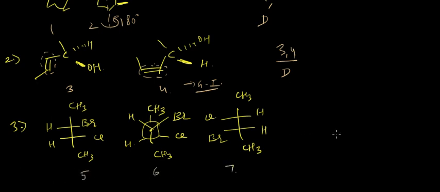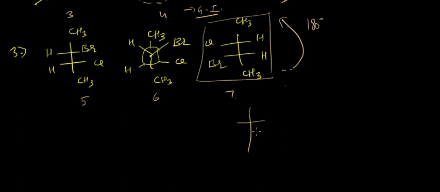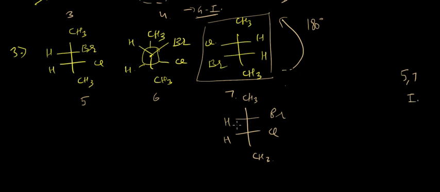So what is the relationship between the three? If you see them closely, for 5 and 7 you need to rotate 7 in the same plane by 180 degrees. Okay, so by rotation you will get something like H, Br here and H, Cl here and CH3 here. So obviously you can see that 5 and 7 are identical. So 5 and 7 are identical.